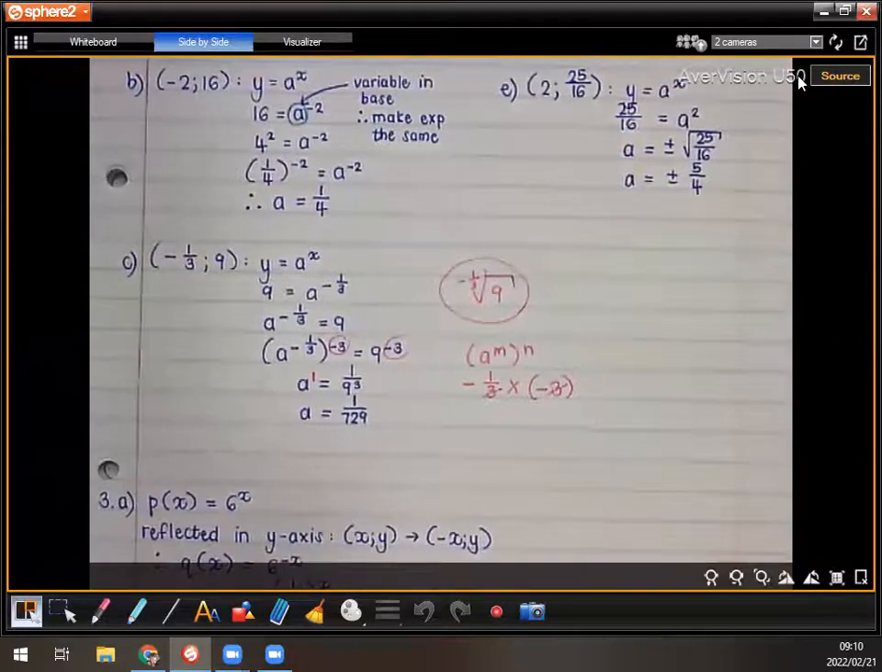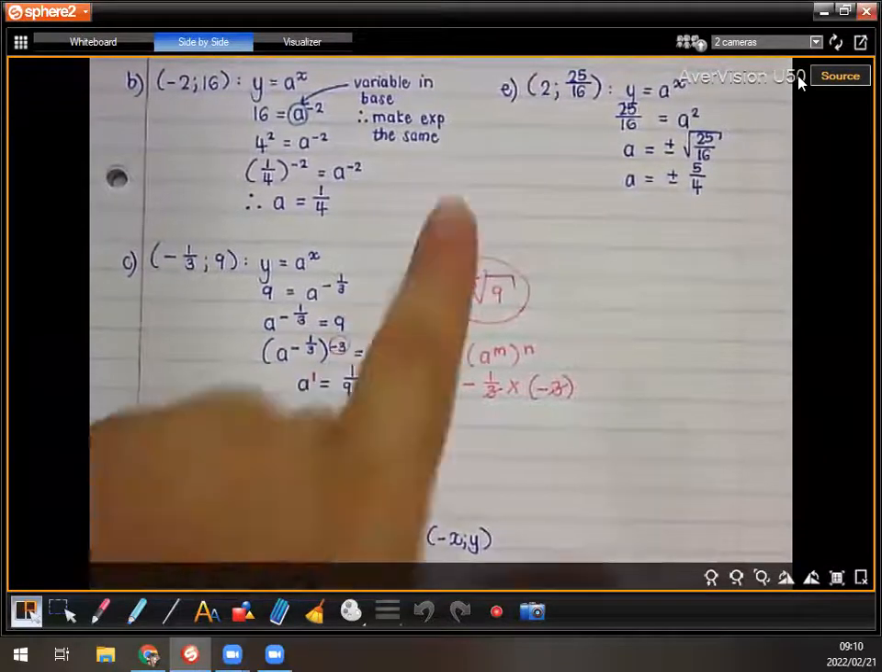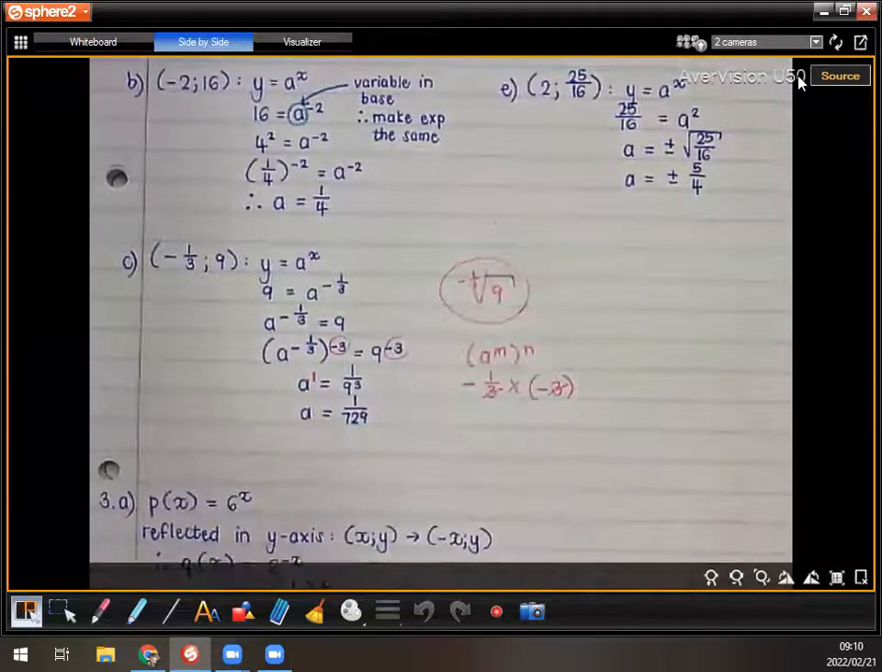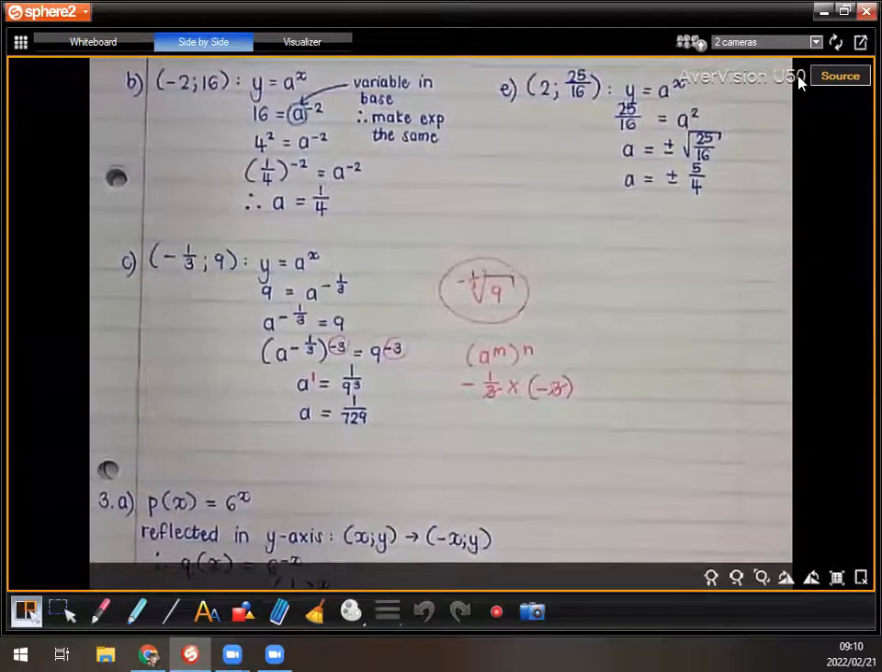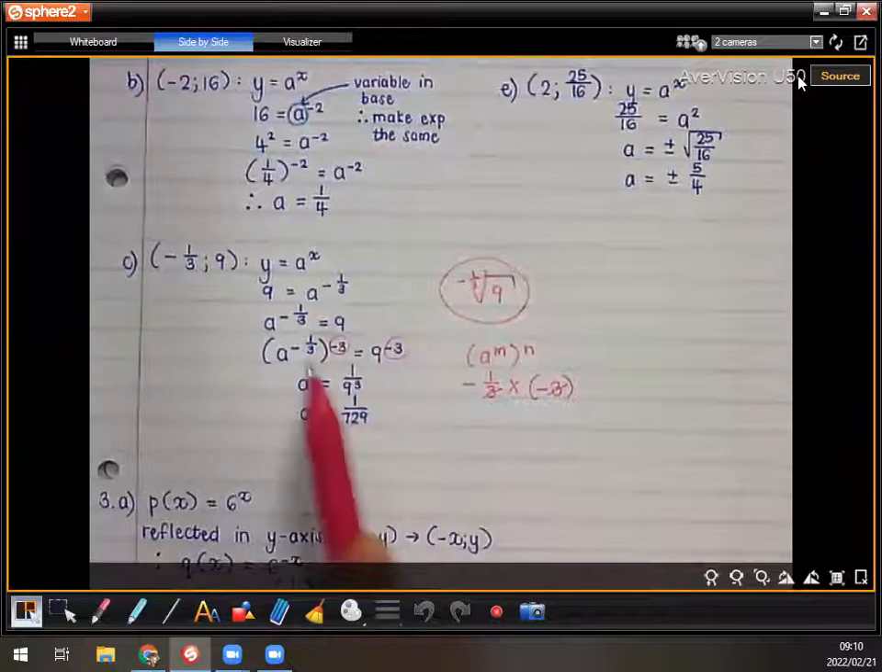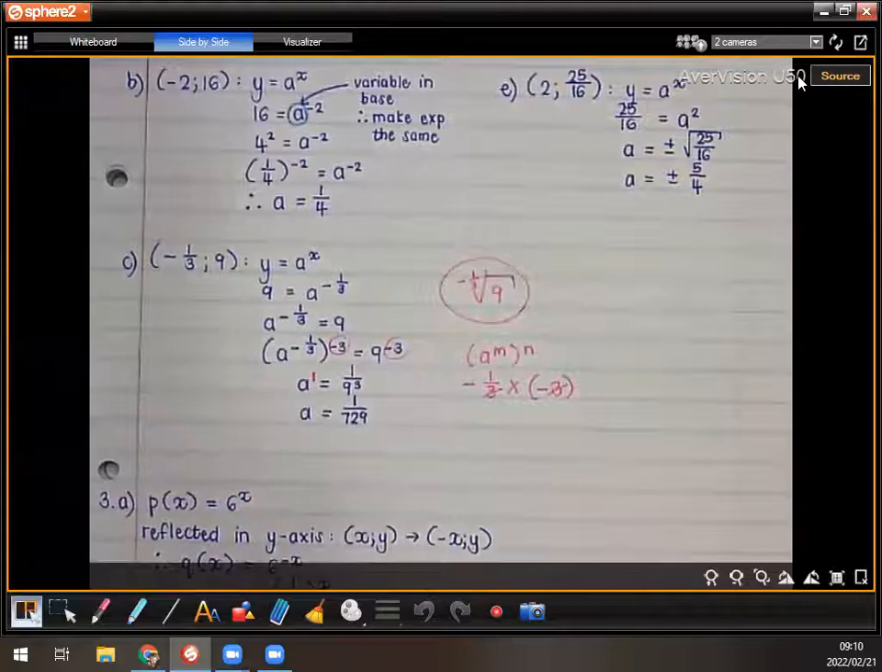Okay. I'm going to show you guys another method now in order to solve exponential equations. We'll do that today. But this is what I taught you guys last year, right?